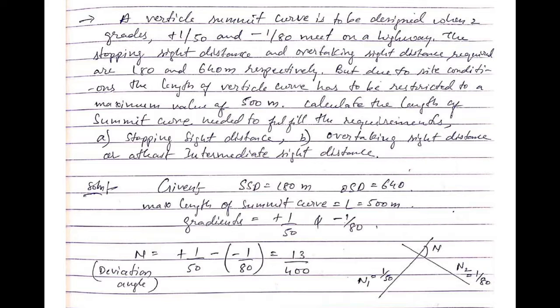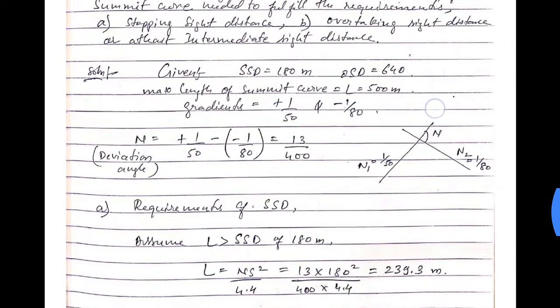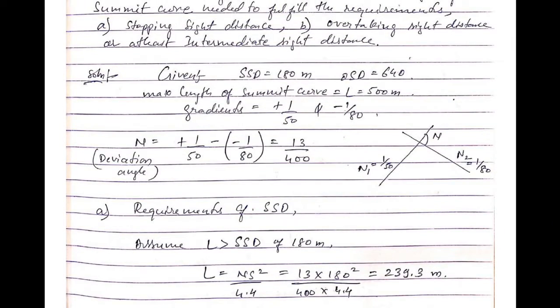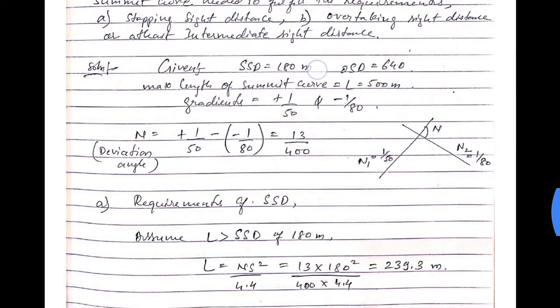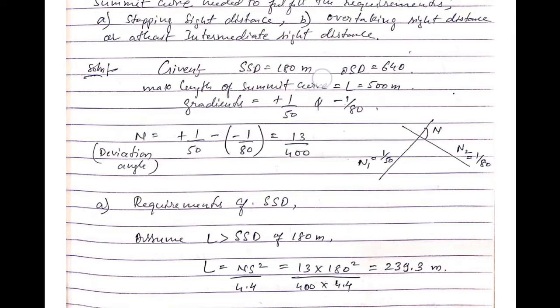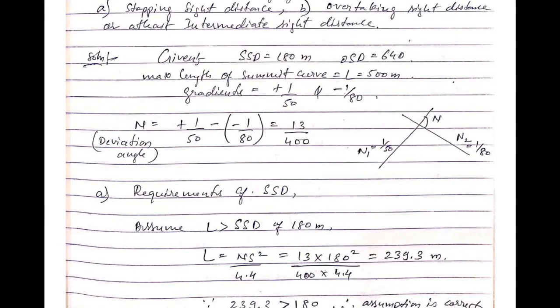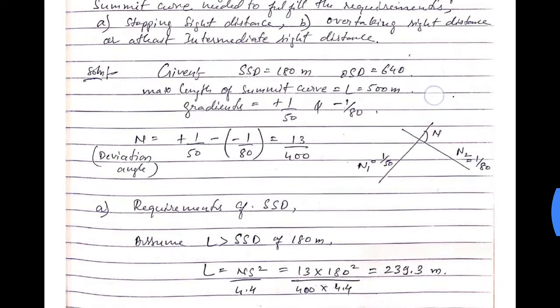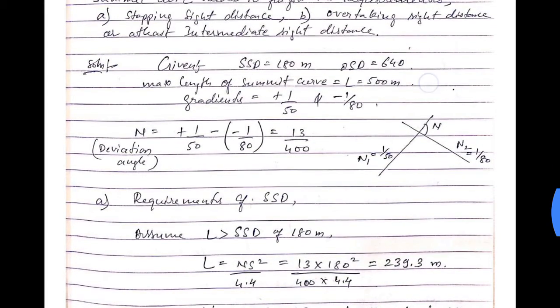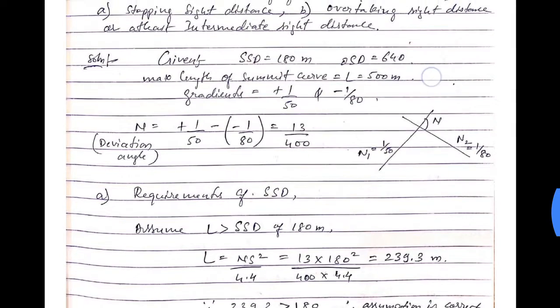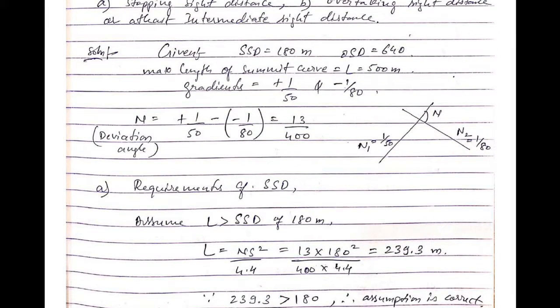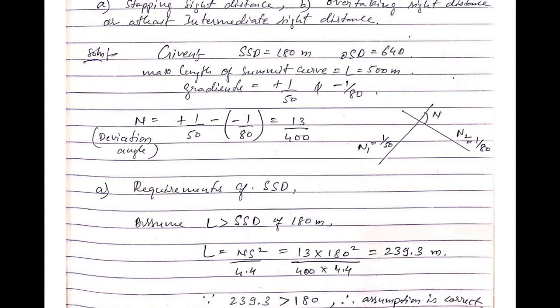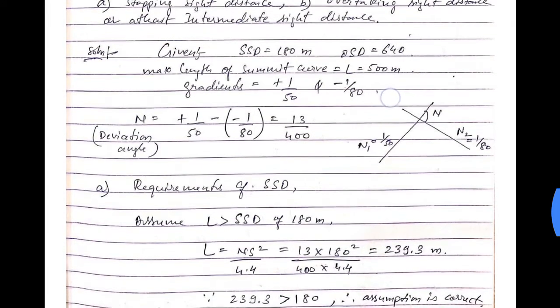Okay, so let us move to the solution. What is given to us? SSD, that is stopping sight distance, is 180 meters. Overtaking sight distance OSD is 640 meters. Maximum length of summit curve as per the question, due to site conditions, can be only 500 meters. It cannot be more than 500 meters. Gradients are plus 1 by 50 and minus 1 by 80.